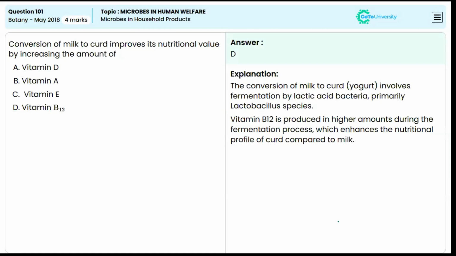Moving to the next question. Conversion of milk to curd improves its nutritional value by increasing the amount of which among the following vitamins? We discussed it in the previous slide. So the correct answer is option D, vitamin B12. Vitamin B12 is produced in higher amounts during the fermentation process, which enhances the nutritional profile of curd compared to milk.